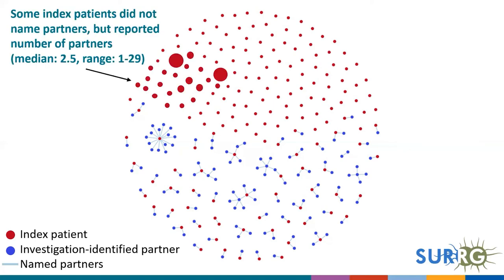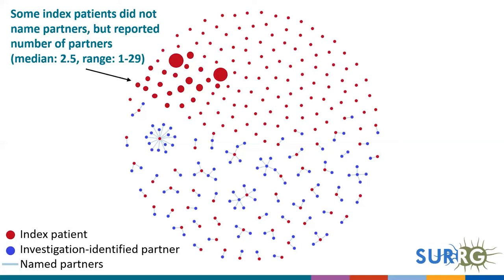However, not all of these index cases who did not name partners are the same. If we dig a little deeper, we do have some clues to what the unobserved network could look like. Some patients did not name partners, but they did report the total number of recent partners. So in this slide, the size of a node is weighted by the number of partners that were reported by a patient. Some nodes are bigger than others, indicating that this person reported more partners. So for example, the two biggest nodes represent index patients who reported over 20 sexual partners. But this is rare. Most index patients reported two or three partners.